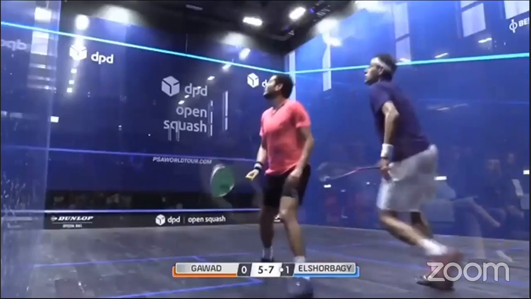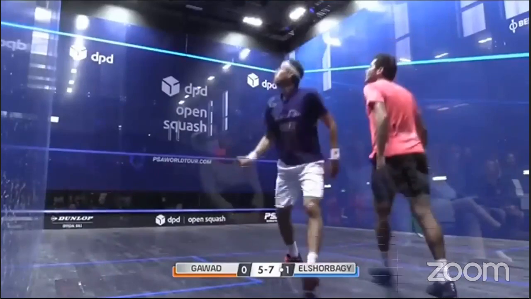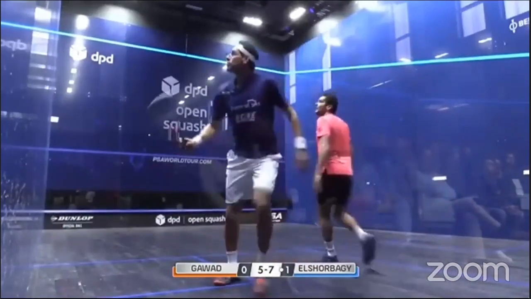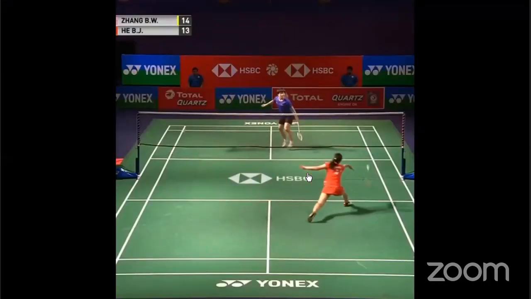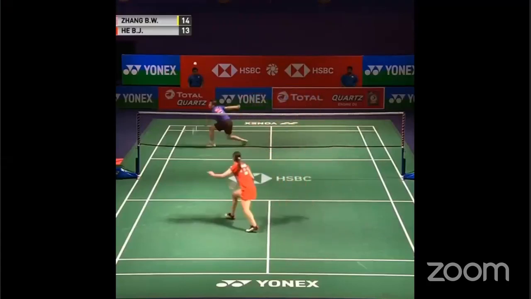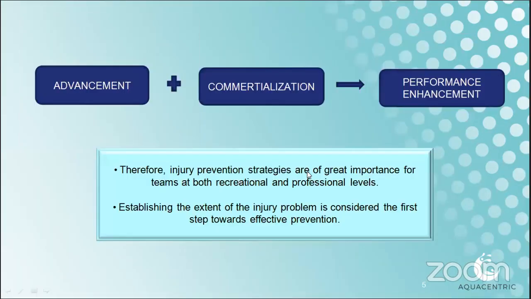Here comes the squash. And the badminton. As I said previously, the advancement and commercialization of these sports has led to performance enhancement. Now the attention is very well directed towards the biomechanical aspects of these sports: the stance that you take, the footwear that you wear, the grip that you have, because many of our management and preventive strategies for injuries also include these things.